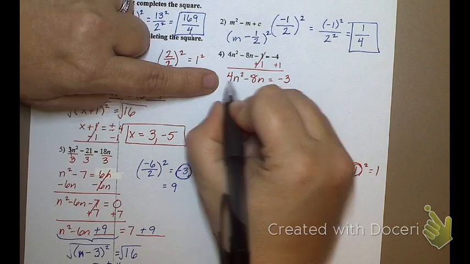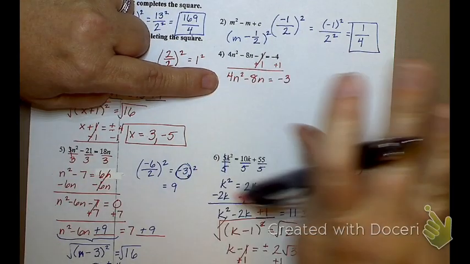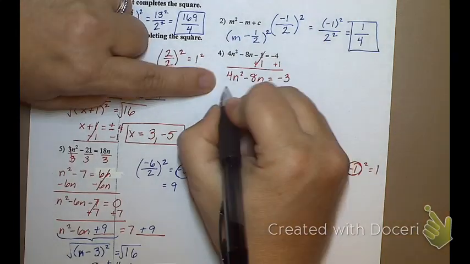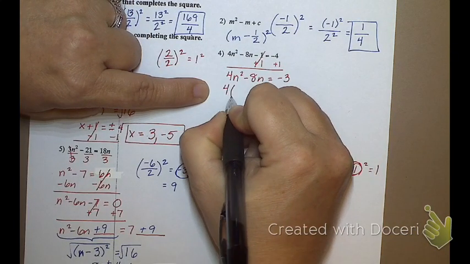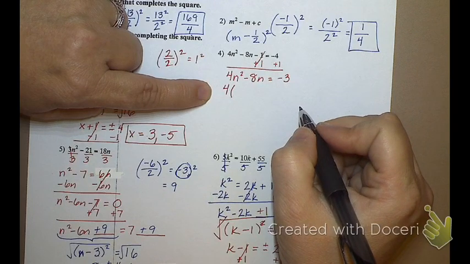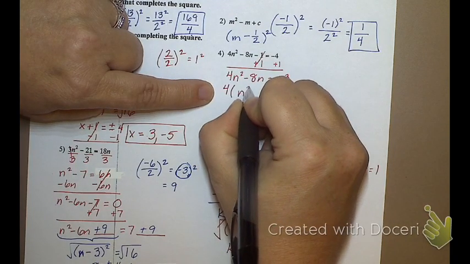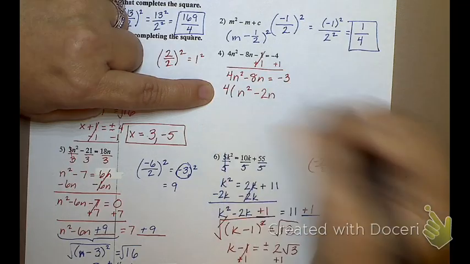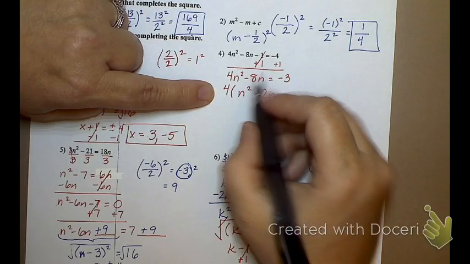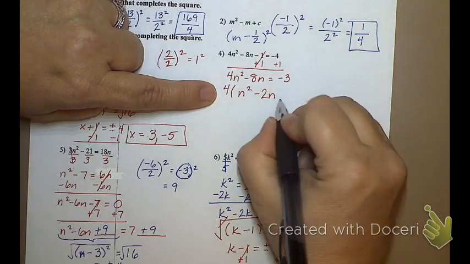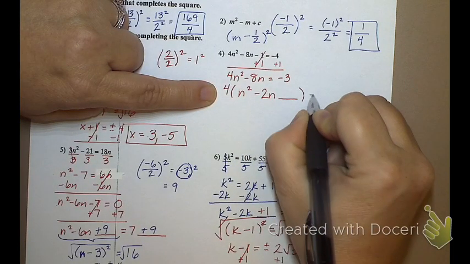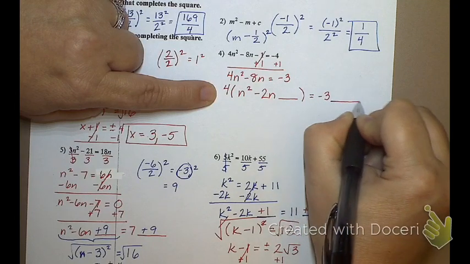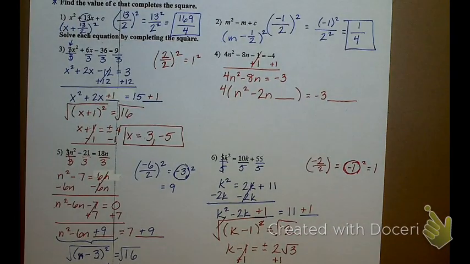So what I'm going to do instead is, don't worry about the n's, but can I factor something out? I think I can factor out a 4. And I'm going to leave my blank here. Equals negative 3, blank. That's not hard. Come on, people. That's why you remember. That's why you study. Factor out the 4.